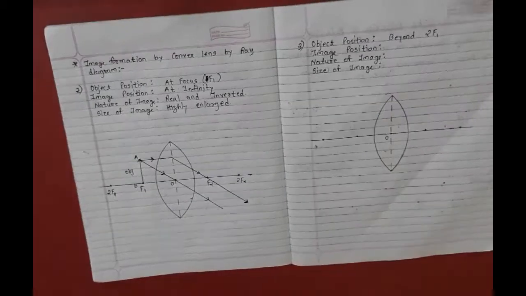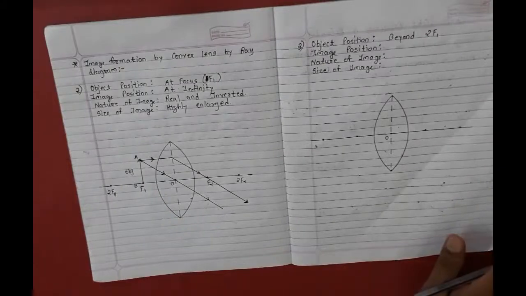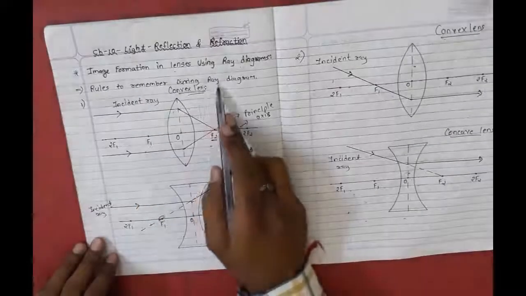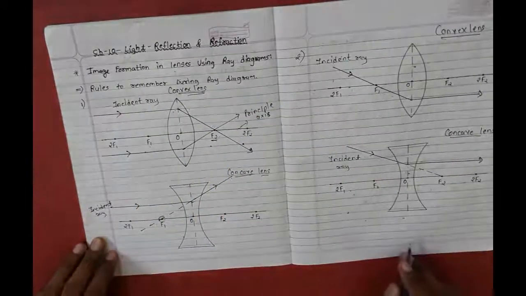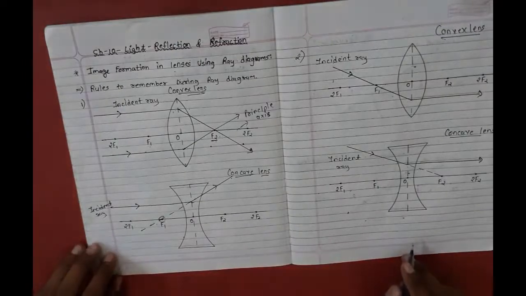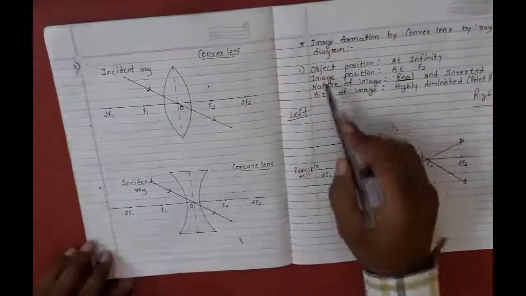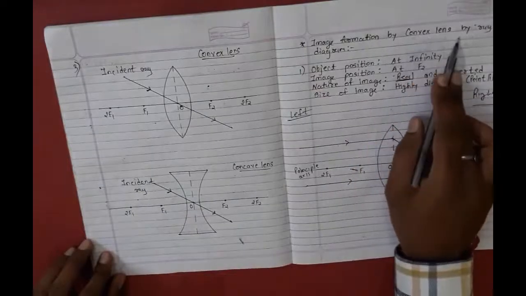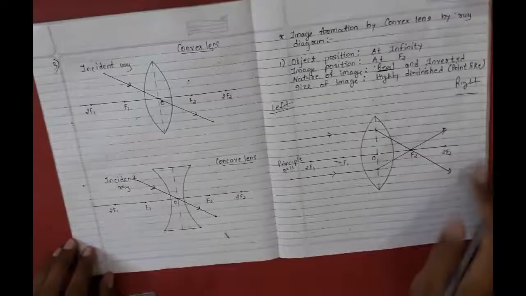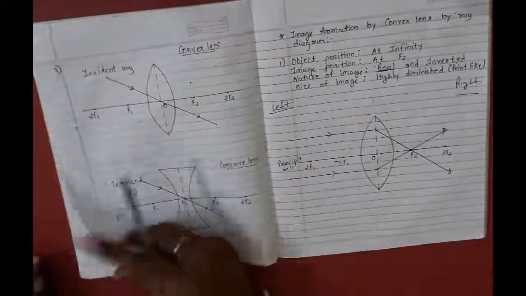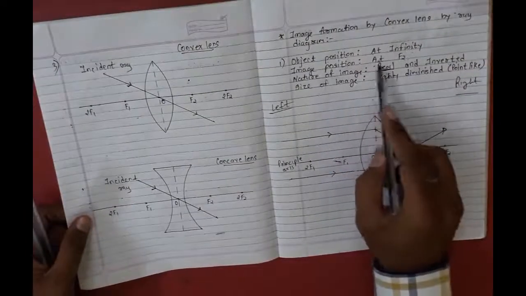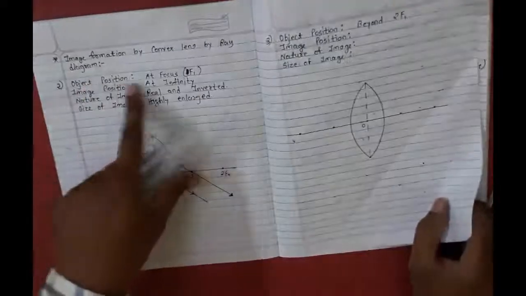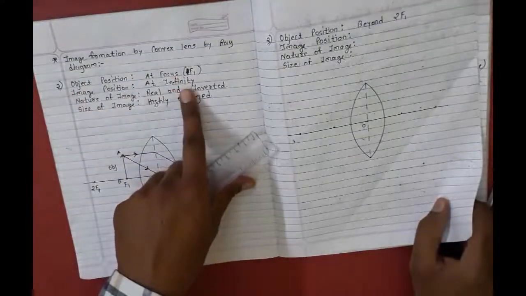Okay, so that's all for today's lecture, dear students. In today's lecture, what we have learned, we learned about the rules to remember while drawing the ray diagram. Apart from that, we have also learned how the image formation takes place in terms of the convex lens. In that, we learned two diagrams. First for the object at infinity, and the second diagram for the object at focus. Now see, if your object is at infinity, your image is at focus, and when your object is at focus, your image is at infinity. That is the difference.